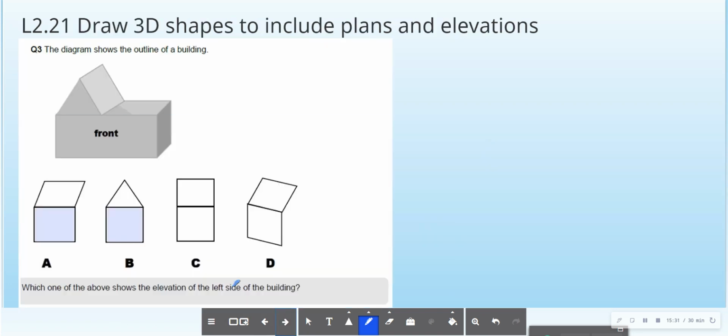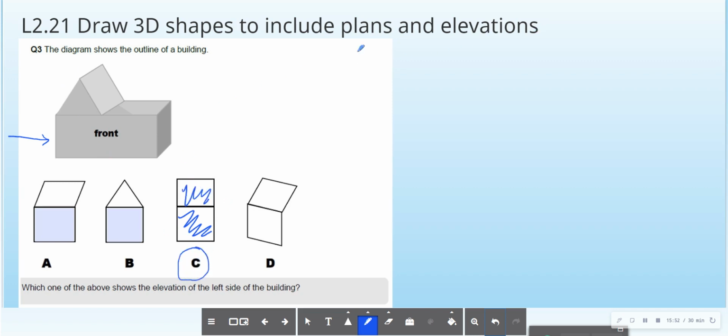Again, plans and elevations. Which one of the above shows the elevation of the left side of the building? So again, you're looking from the left. So all you're going to see is the wall in front of you and the roof going straight up. So that, again, that's C.